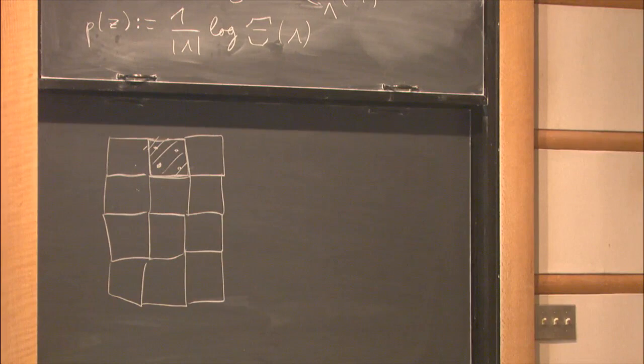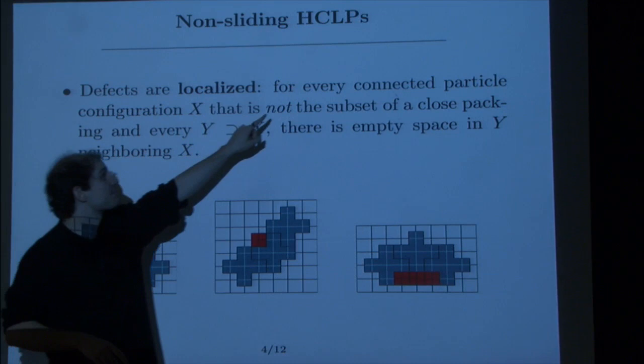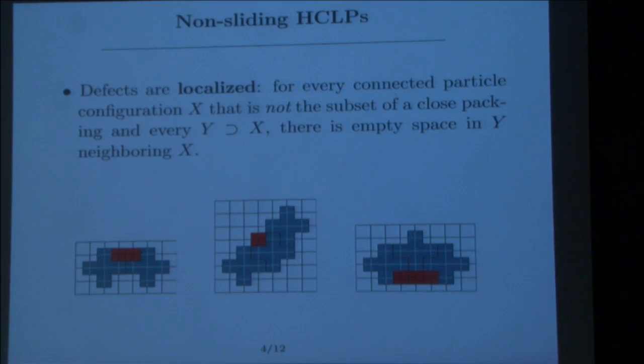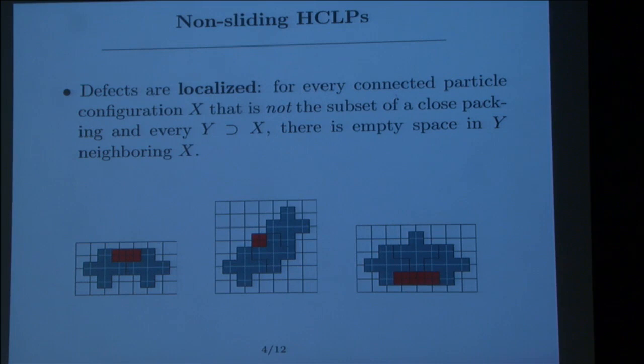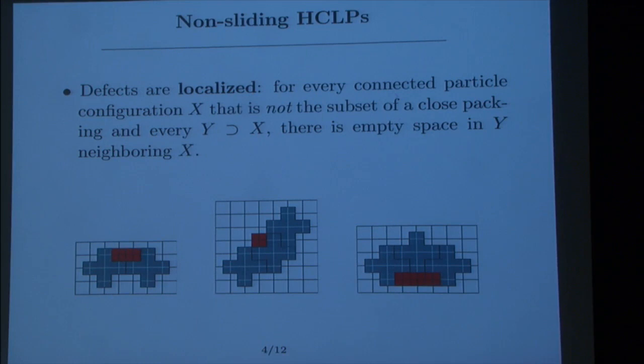So what do we mean by non-sliding? A system is non-sliding if it satisfies this property here. If I take a connected particle configuration, now a connected particle configuration is a particle configuration such that the union of the supports of the particles forms a connected set. Like in this example down here, I have two particles, and if I look at what the supports of the particles are, it forms a connected set. Connected in the sense of graph theory again.